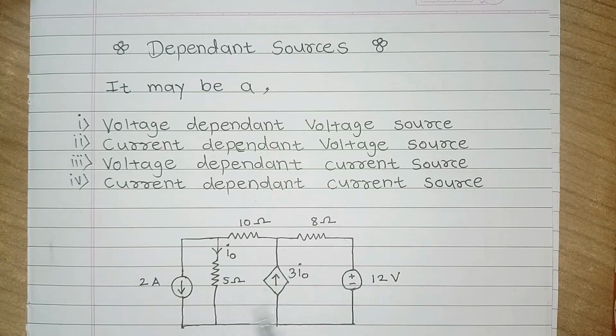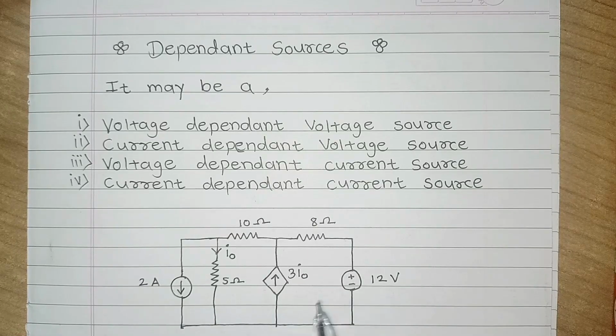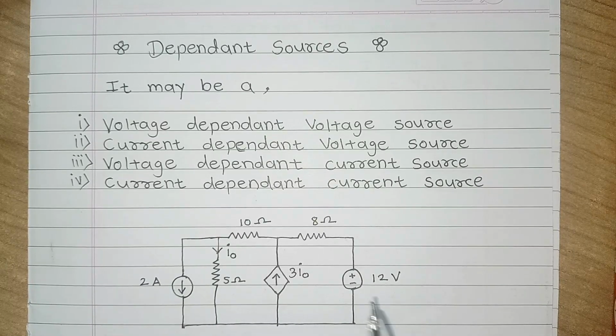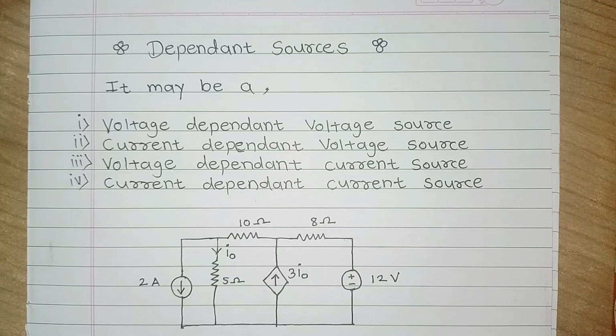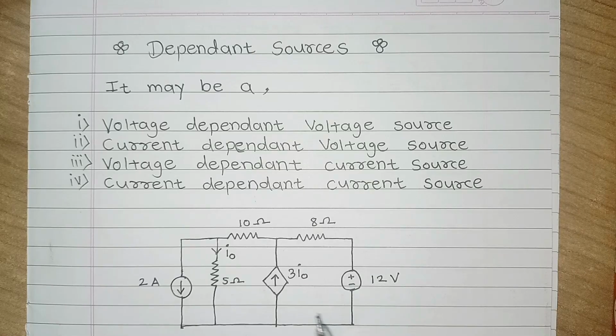In this example, you can see there are three sources. One is a 2 ampere source, another is a 3 I0 source, and another is a 12 volt source. But out of the three sources, two are similar. One is a diamond shaped source. One fact about the dependent source is that the dependent source is always shown by a diamond shape.